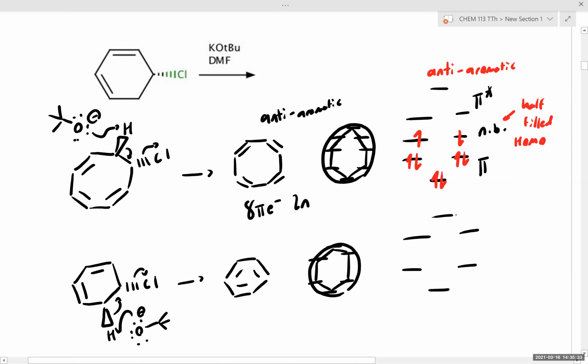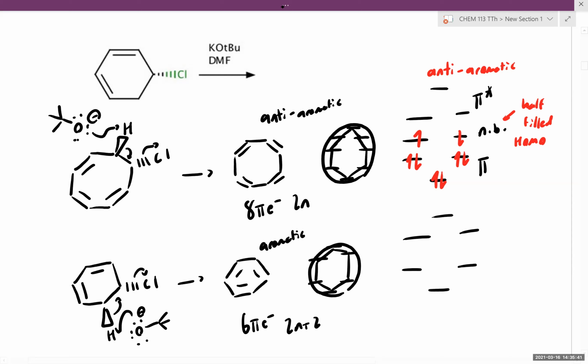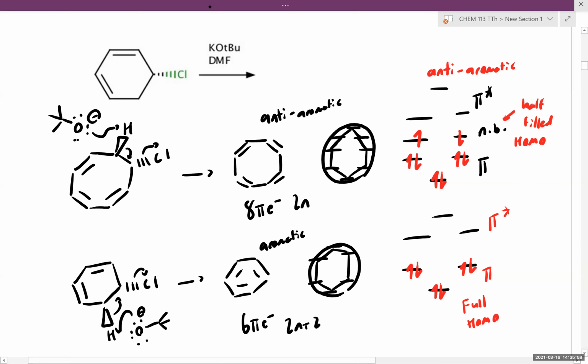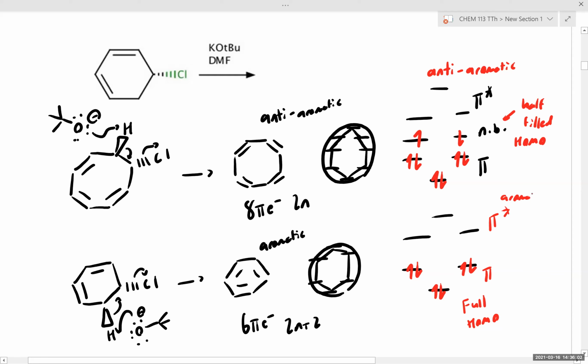Okay, so we make our Frost circle. We know we have 6 pi electrons, which corresponds to the 4n plus 2 rule. So we can conclude that benzene is aromatic. 1, 2, 3, 4, 5, 6. So we have a completely full highest occupied molecular orbital, and we filled all of our bonding molecular orbitals. So we can conclude then that benzene is aromatic.